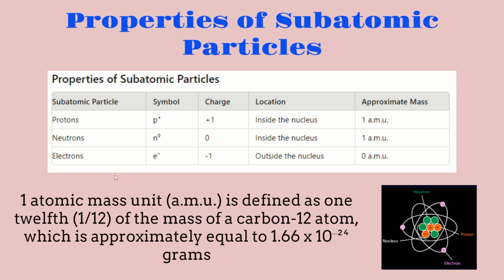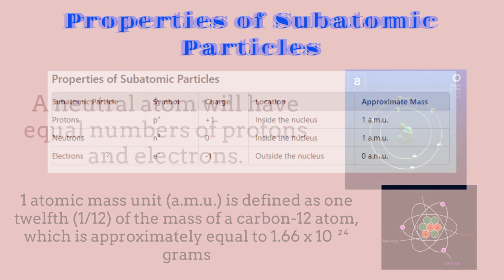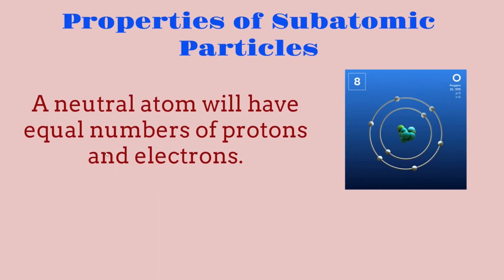So what is actually 1 AMU? One atomic mass unit is defined as 1/12 of the mass of a carbon-12 atom, which is approximately equal to 1.66 times 10 to the power of -24 grams. So basically we're comparing one atomic mass unit with a carbon-12 atom. In summary, these are the properties, and we can see the charges of all three of these different subatomic particles.